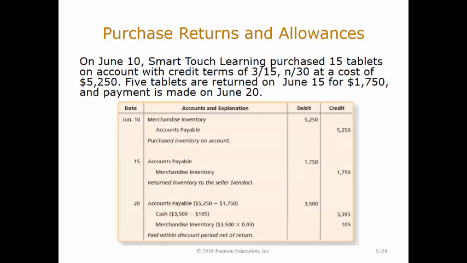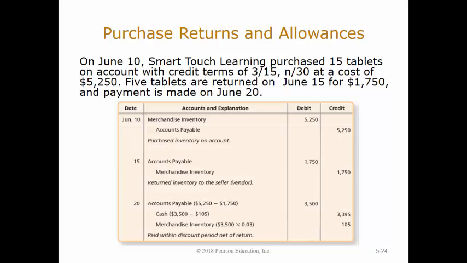Occasionally, a business will return merchandise inventory or receive an allowance before payment has been made. In this scenario, if the payment of the invoice is made within the discount period, the discount should be calculated net of the return or allowance.